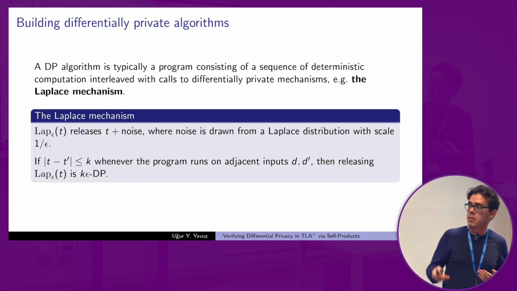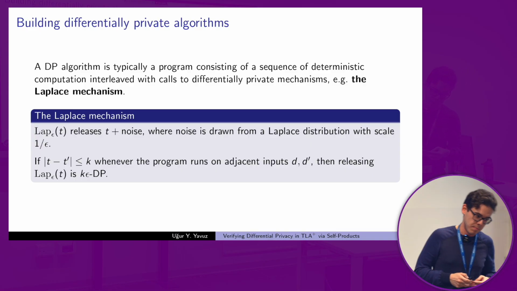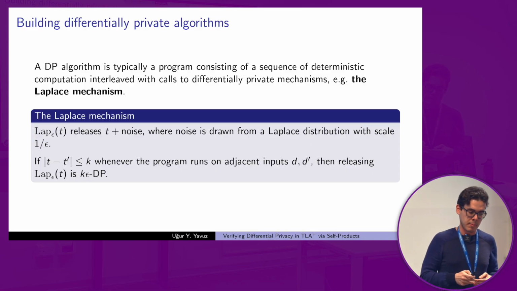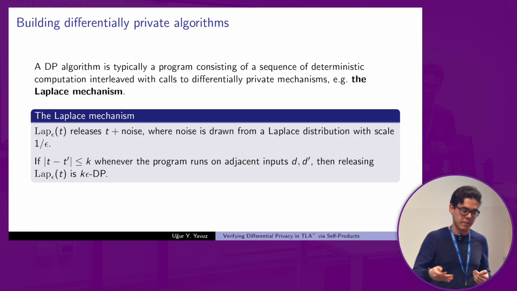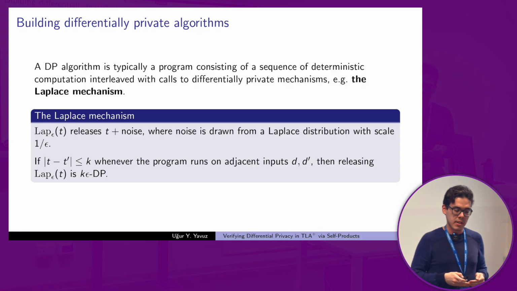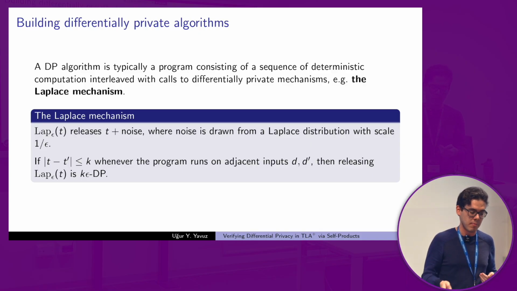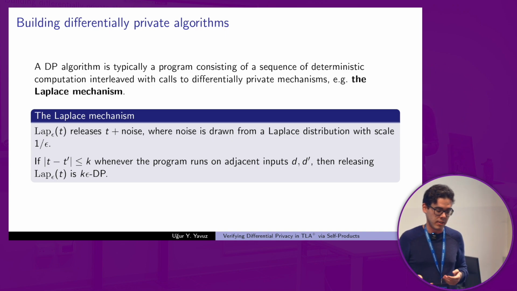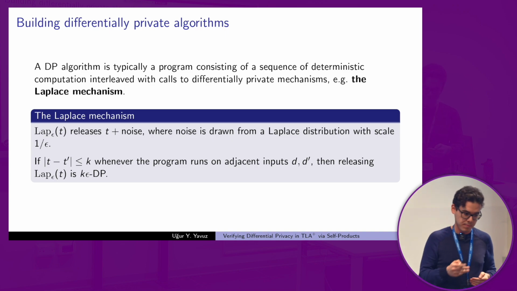Moving back to DP, or short for differential privacy. A DP algorithm is typically a program which consists of a sequence of deterministic computation interleaved with calls to what we call differentially private mechanisms. There are a few such mechanisms in the DP literature. We focus on the Laplace mechanism. It's the most commonly used one, and it's currently the only mechanism our case studies use.